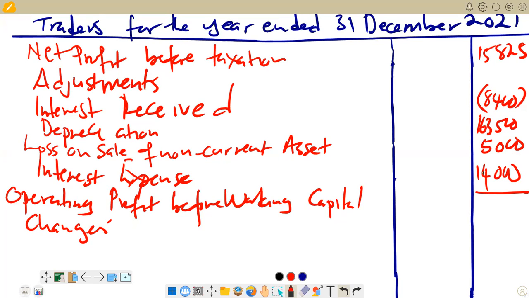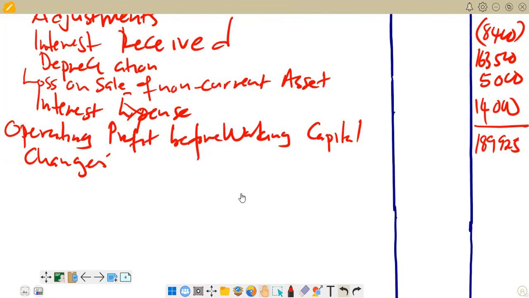So here when you make the calculation from 15,825, we subtract 8,400. Then we add 163,500, we add again 5,000, we add again 14,000. You're supposed to get 189,925. So this is what we have. And then here we now move down to make the adjustments in terms of working capital changes.